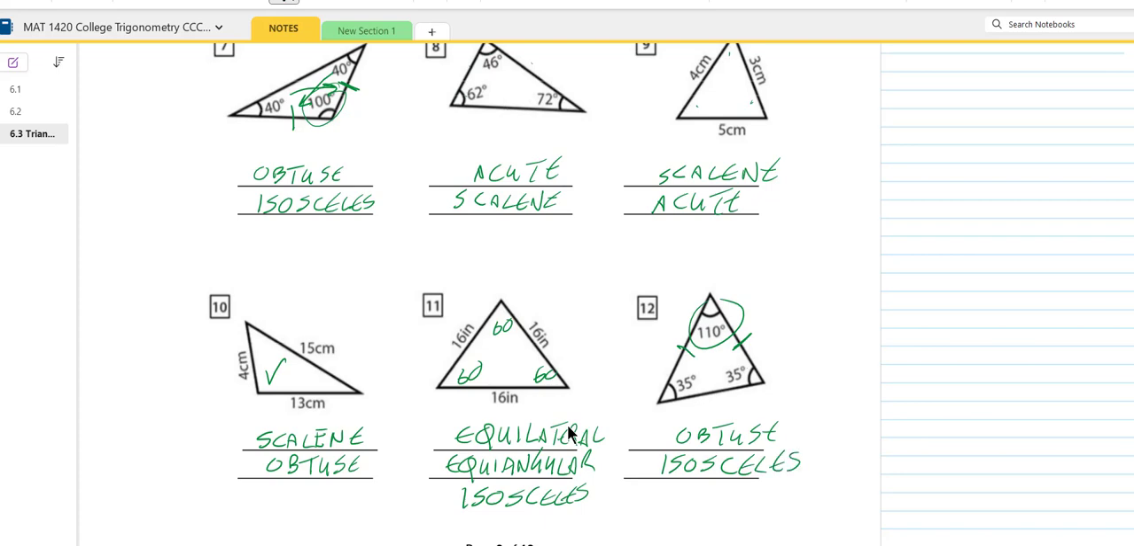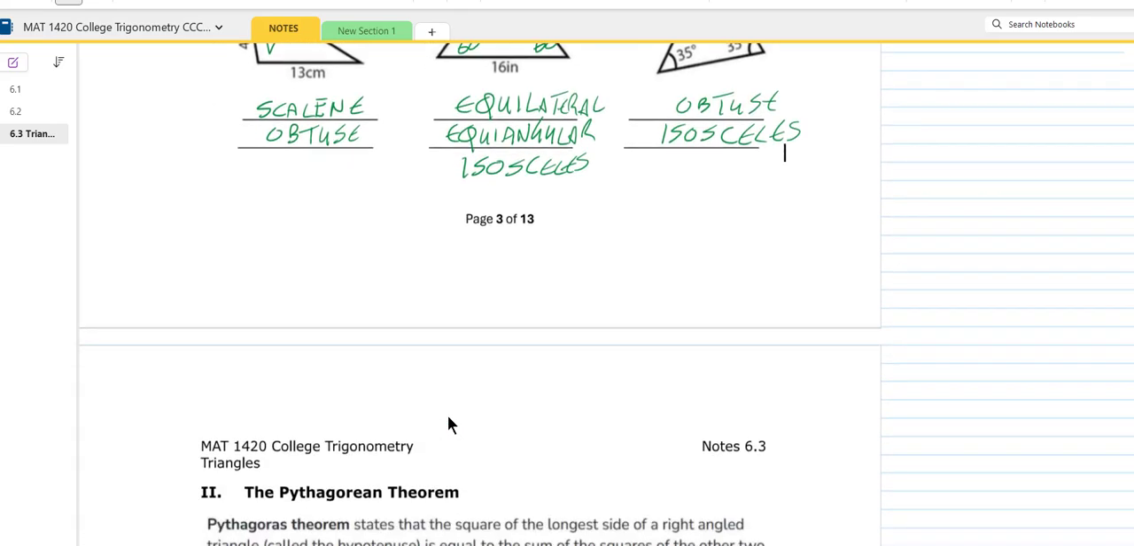Okay, so that's an activity just kind of getting you familiar with the vocabulary of parts of a triangle. If you classify by side, it's either scalene, isosceles, or equilateral. If you classify it by angle, it could be acute, obtuse, or right. Those are the possibilities.